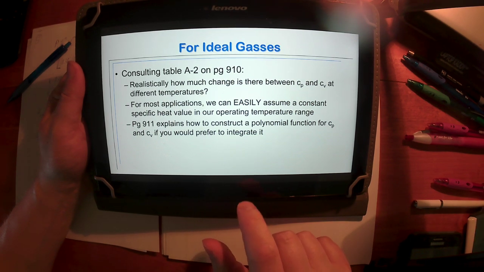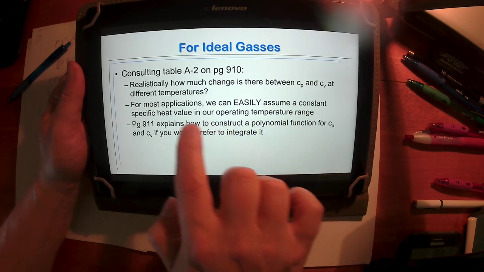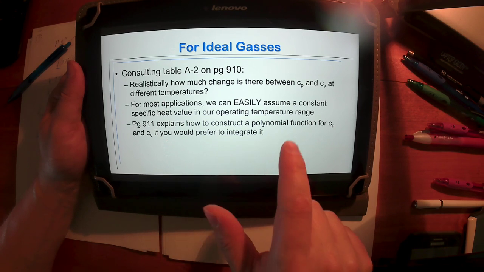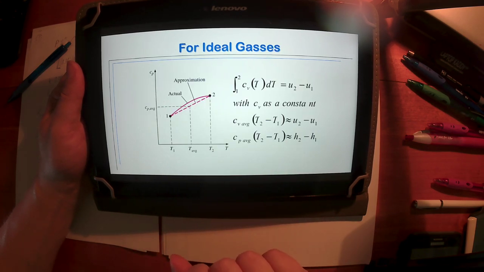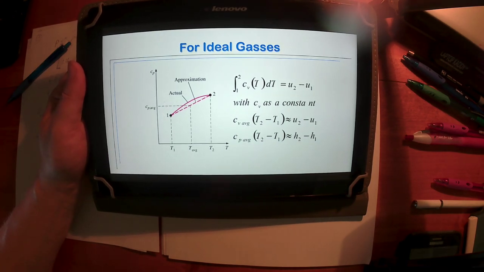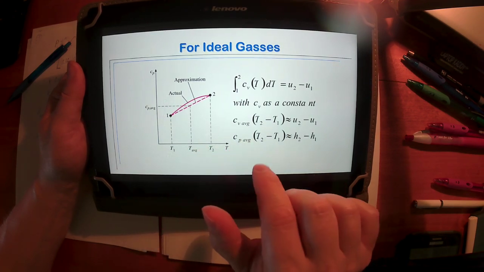Okay, so we can easily assume specific heat is constant at a temperature within our operating temperature range. What does that mean? Well, that means, I've got to restart my timer. Okay. So when that timer goes off, I'm really going to have to stop. Okay, so what does this mean, Steve?